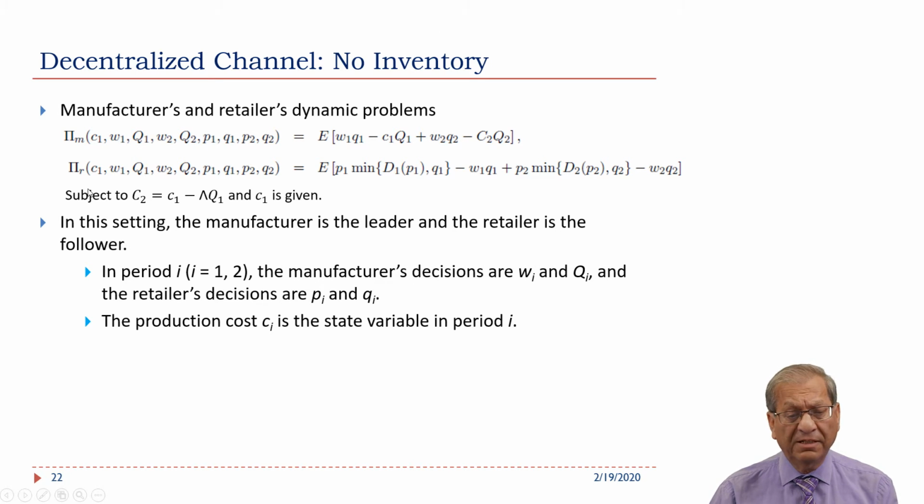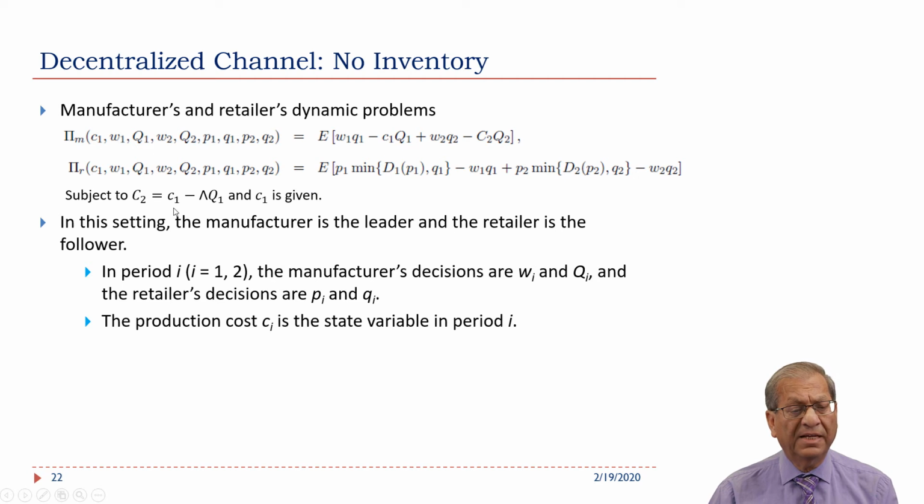When you go to the retailer, we see that the retailer has a revenue which is P1 times the sale, and the sale depends on D1, P1. It's a minimum of these 2 quantities, where Q1 is the ordering quantity, and his cost is wholesale price times the ordering quantity, which he must pay to the manufacturer. Similarly in the second period, and once again, we have expected value because in the second period, C2 is random. In this setting, the manufacturer is the leader and the retailer is the follower.